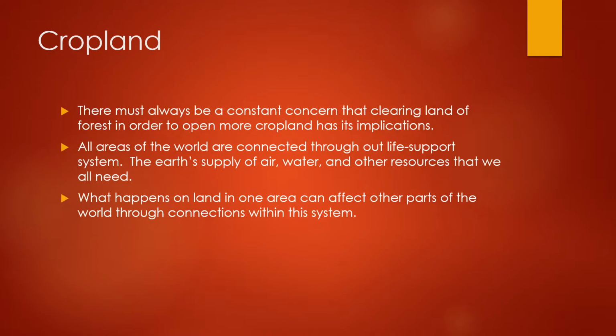There must always be a constant concern that clearing land of forest in order to open more cropland has its implications. All areas of the world are connected through a life support system: the Earth's supply of air, water, and other resources that we all need. What happens on land in one area can affect other parts of the world through connections within this system. By destroying forest, for instance, to create more cropland, it reduces our ability to fixate carbon, it destroys habitats, and it just removes possible sources that can produce oxygen for us to breathe.